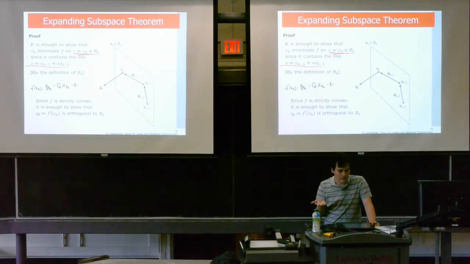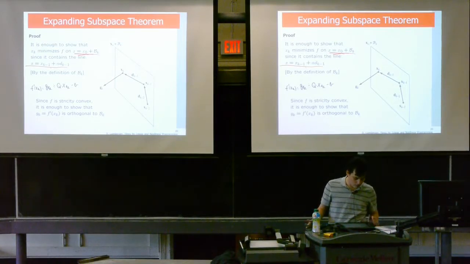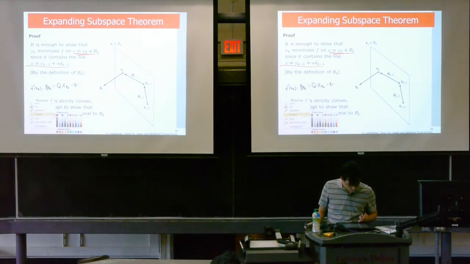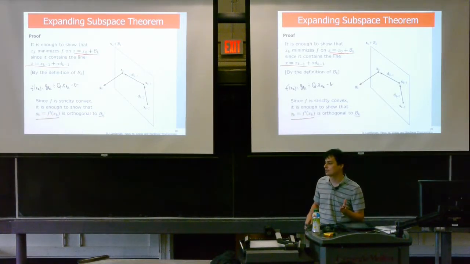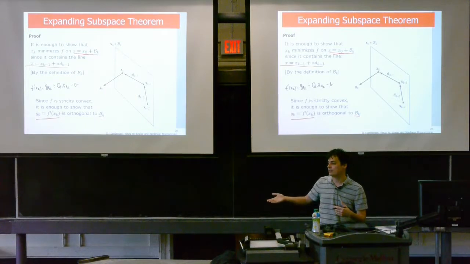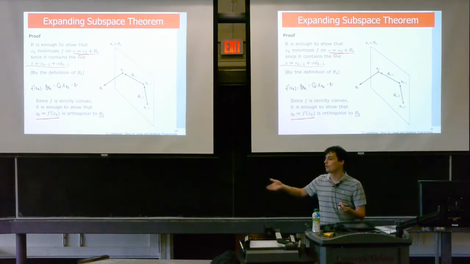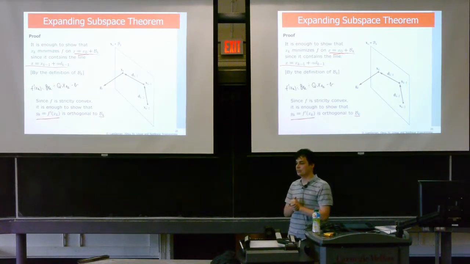Okay, and the main idea is that all we need to prove, because f is strictly convex, is that if we calculate the gradient at the point xk, which is denoted by gk, this is orthogonal to this Bk subspace. If it's orthogonal to that, it means that we optimized our function over this subspace, because there's no projection of the gradient onto that subspace.